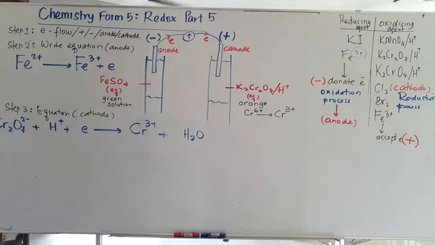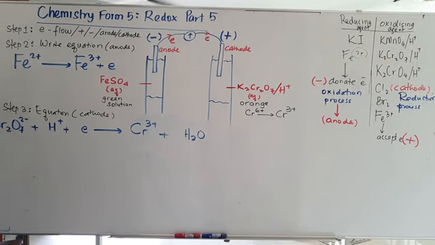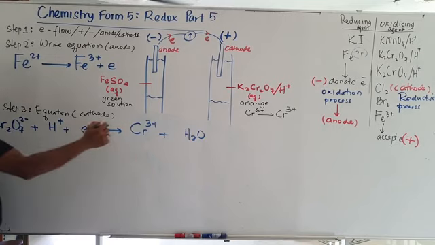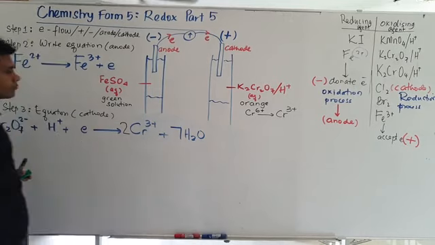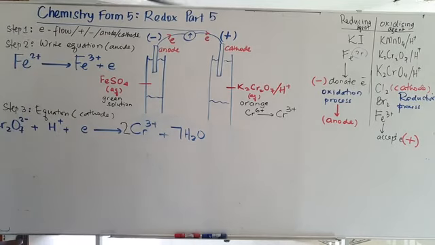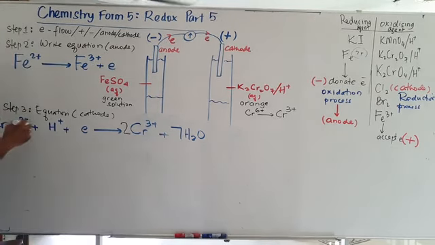Now we need to balance. Over here we have Cr2, so chromium is 2 here, therefore here also you must have 2. Then water, H plus, oxygen here is 7. So let's write down 7 oxygen. Now you must balance the hydrogen. 7 times 2 is 14 hydrogens. Therefore, you will need 14 hydrogens here.